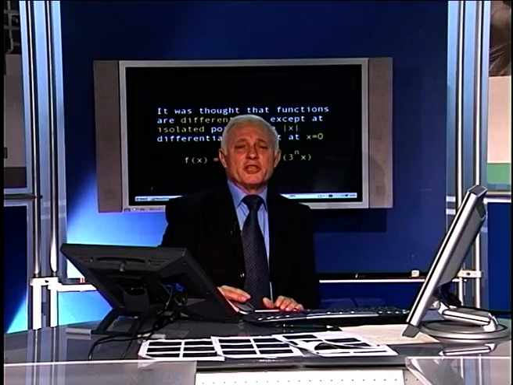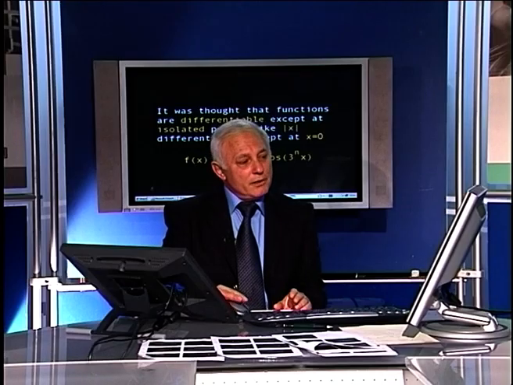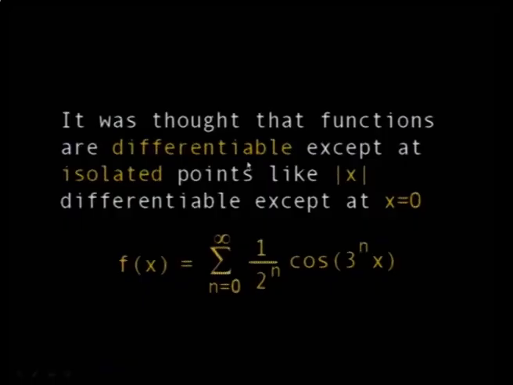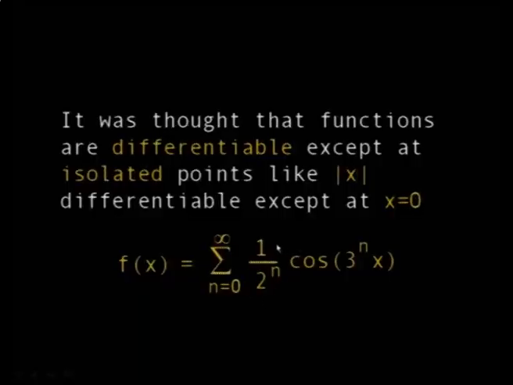Mathematicians thought that functions may be differentiable everywhere except at some particular points, until the mathematician Weierstrass, in the late 19th century, came up with a very odd function. This function is uniformly convergent. Uniform convergence is a concept used for series of functions. Here you have 1 over 2 to the power n, a geometric series, times cosine of 3 to the n x. Now this is bounded by 1.